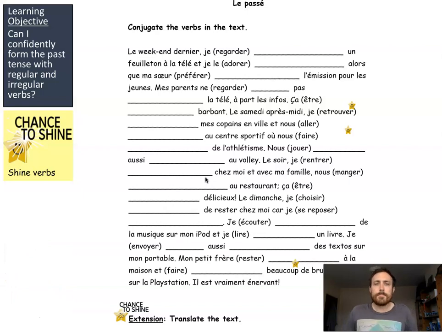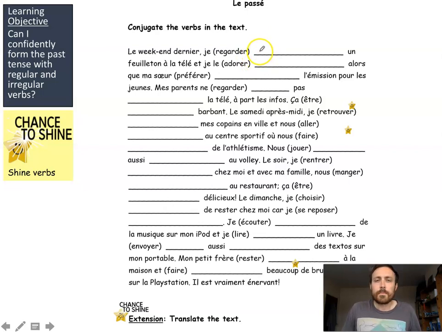Right, welcome back. We're going to start going through this activity now, and hopefully, if you did make mistakes, I'll try and explain where you went wrong perhaps, and you can try and correct your mistakes. So the first one, le week-end dernier, I'm actually going to translate this at the same time, so that will cover this task as well. Le week-end dernier is last weekend. Regarder is to watch. So we wanted to hear I watched un feuilleton à la télé. So I watched a soap on TV.